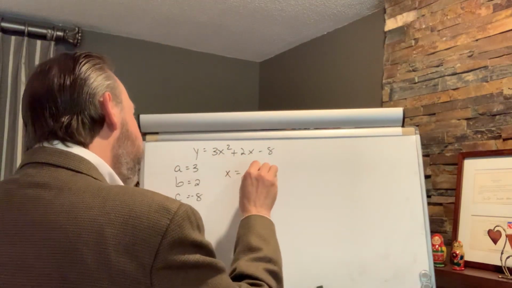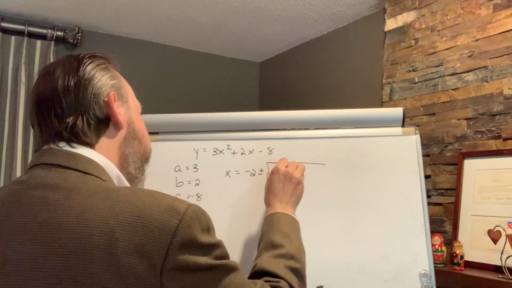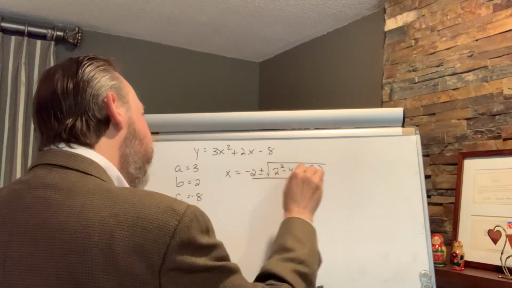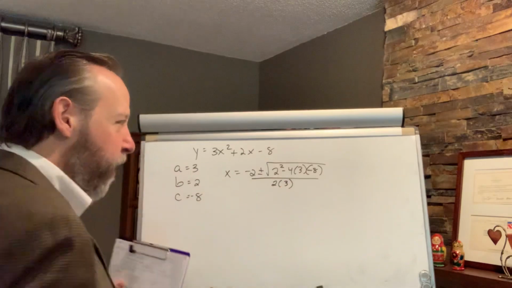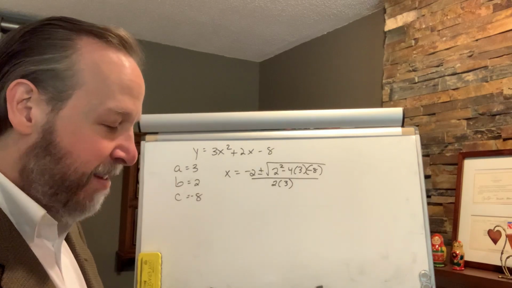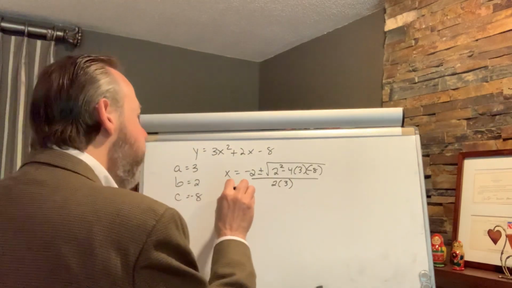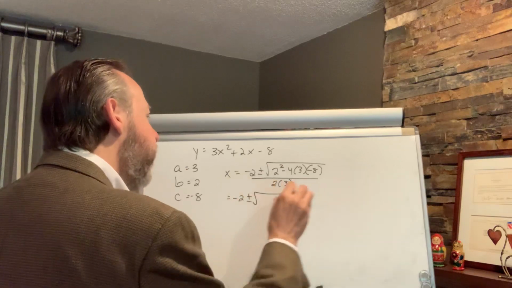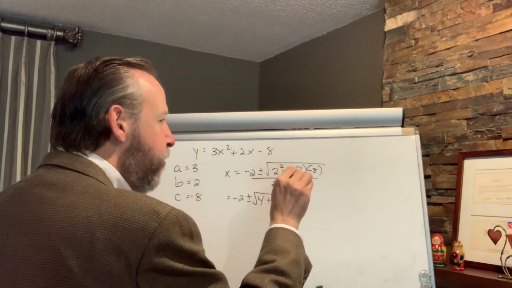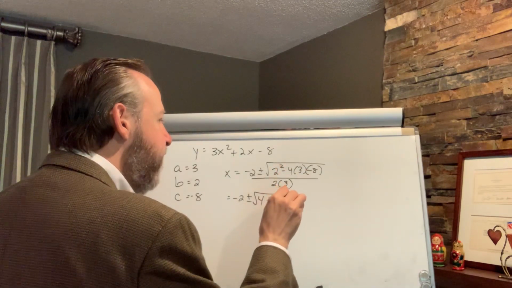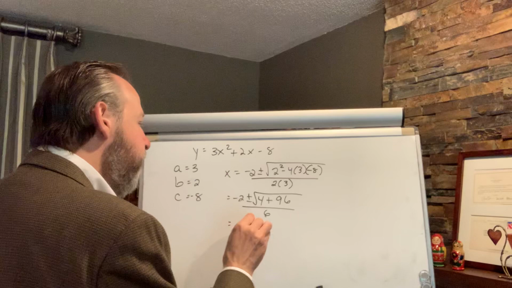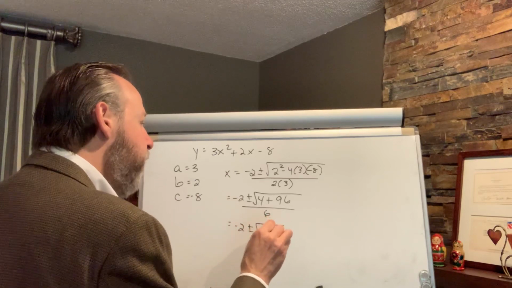So x equals negative 2 plus or minus the square root of 2 squared minus 4 times 3 times negative 8 all over 2 times 3. All I did was I substituted in the appropriate values where they go in the equation, and now we're going to solve them nice and carefully. Here we go. So we have negative 2 plus or minus square root of 4. Negative times negative is positive, so it's going to be plus. 4 times 3 is 12, and 12 times 8 is 96. All over 2 times 3, which is 6. Okay, so that's negative 2 plus or minus the square root of 100 over 6.